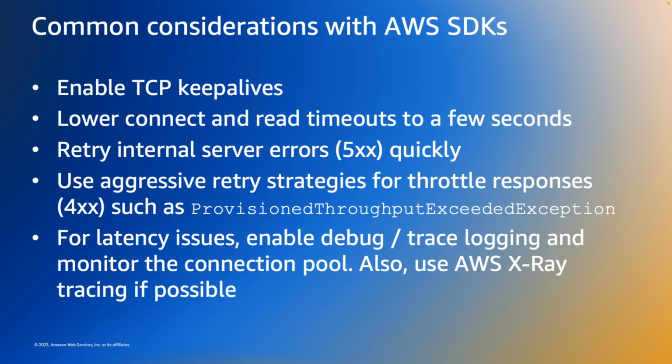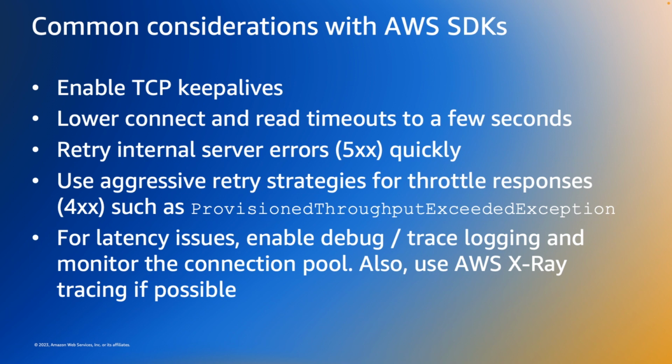Now, for latency issues, if you're seeing any latency, do these things. If you're on AWS Lambda, use AWS X-Ray, enable the tracing. You can use the Lambda Powertools for your programming language if available. It allows you to quickly add X-Ray tracing and see what the latency is for accessing a service like DynamoDB. It also will record the request IDs.